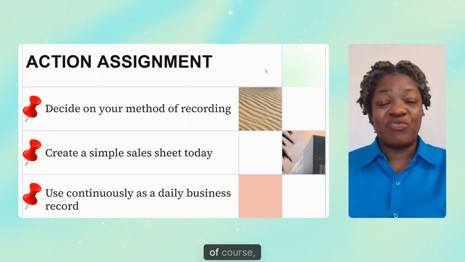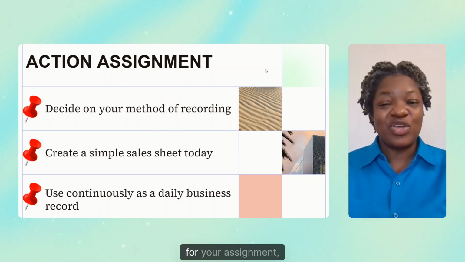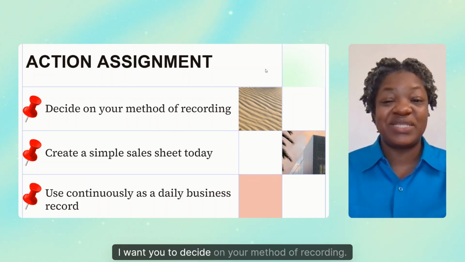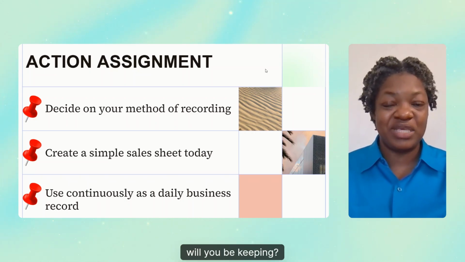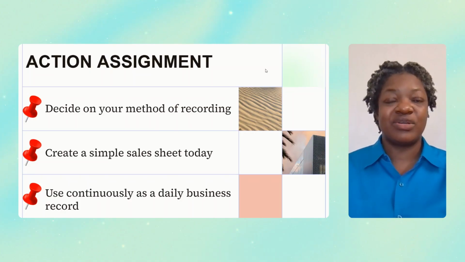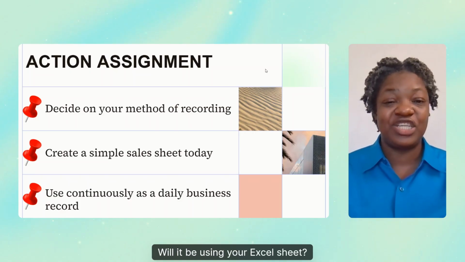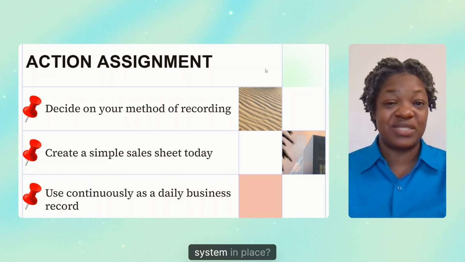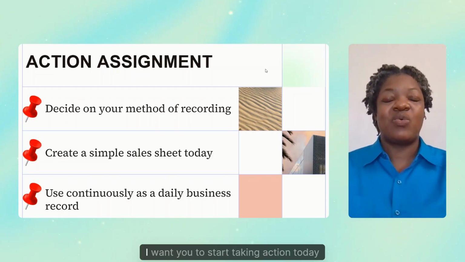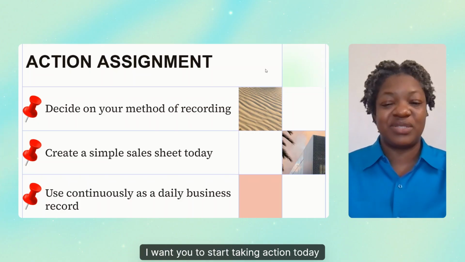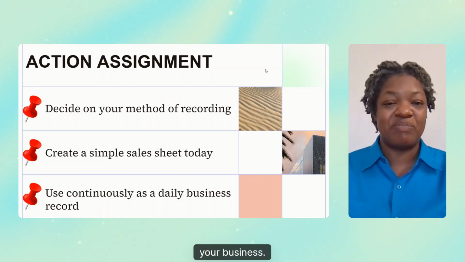So, of course, APS School of Business gives assignments. So, for your assignment, I want you to decide on your method of recording. Which record will you be keeping? Will you be recording your sales in a notebook? Will you be using your phone? Will you be using your Excel sheet? Or do you have a POS system in place? I want you to create your sales sheet today. I want you to start taking action today and use this record continuously within your business.